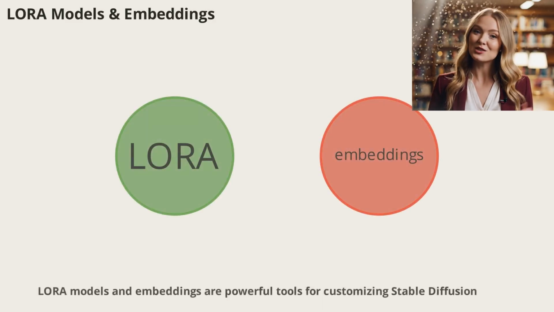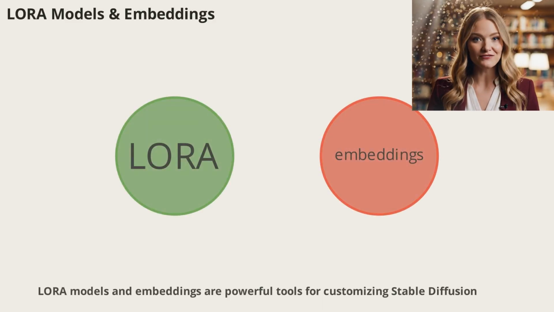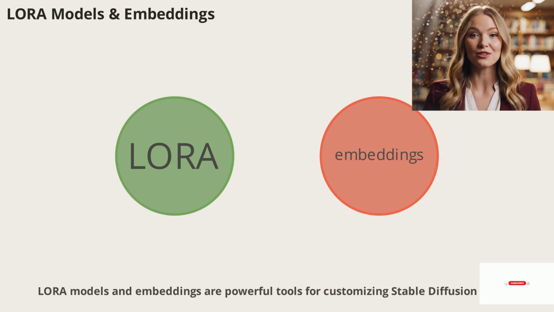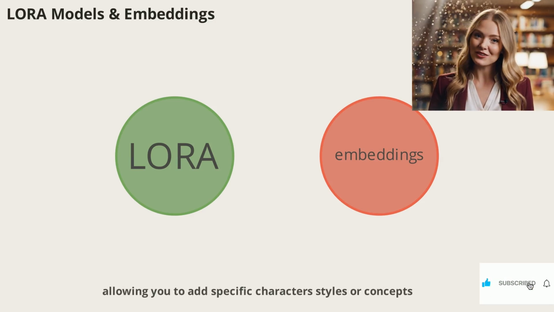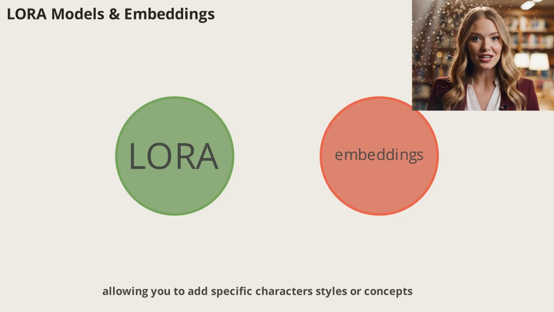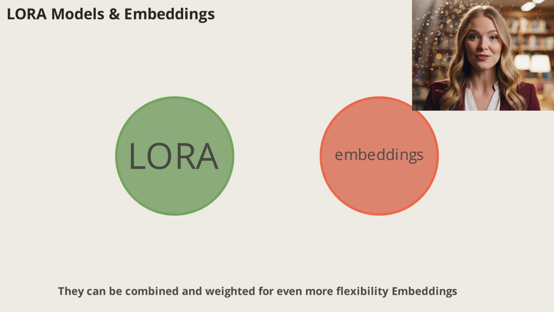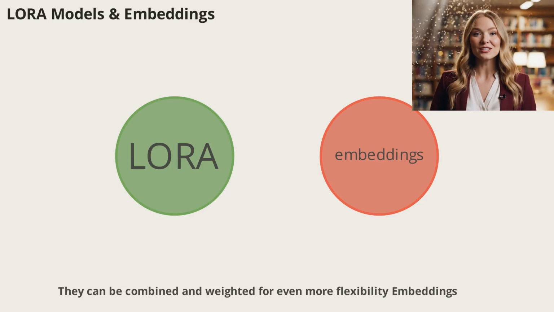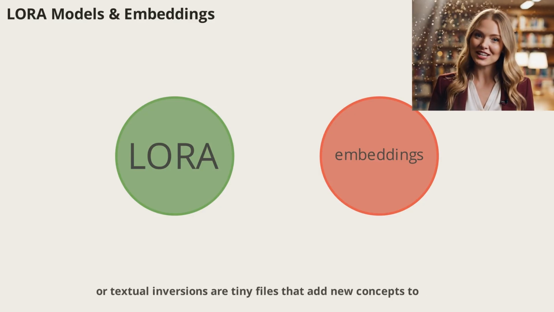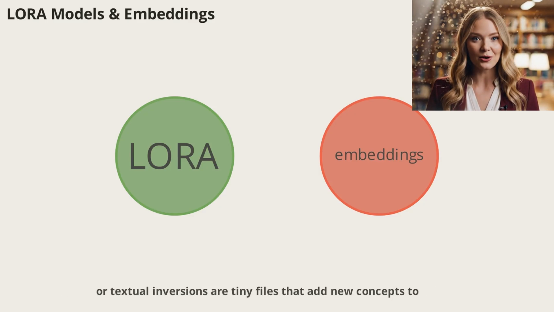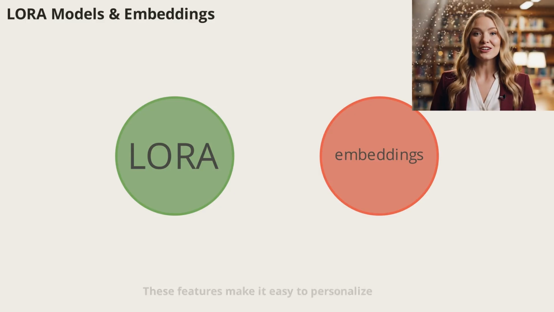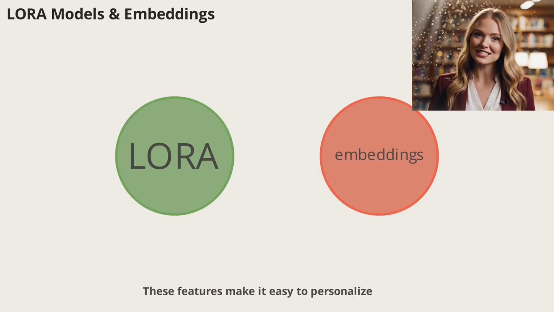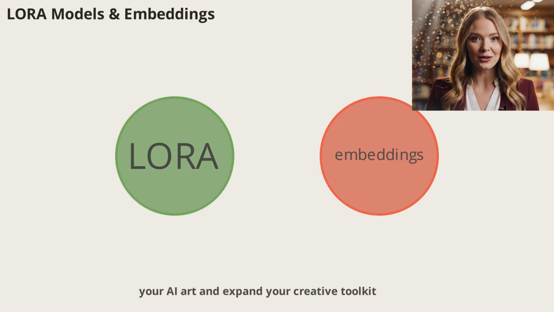LoRA models and embeddings are powerful tools for customizing Stable Diffusion. LoRA files are small add-ons that modify base models, allowing you to add specific characters, styles, or concepts. They can be combined and weighted for even more flexibility. Embeddings, or textual inversions, are tiny files that add new concepts to your prompts and often load automatically with trigger words. These features make it easy to personalize your AI art and expand your creative toolkit.